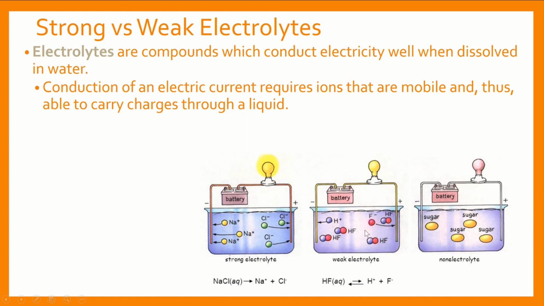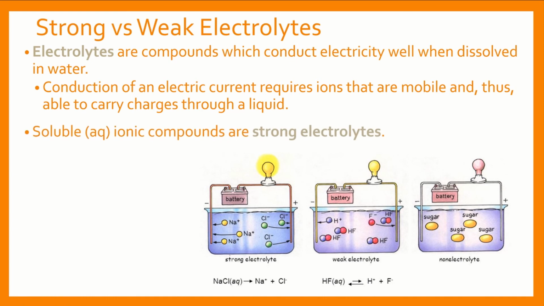Here we have hydrogen fluoride or hydrofluoric acid. Does not completely dissolve. So that makes him a weak electrolyte. The light bulb is on, but it certainly is not as bright as it was over here. And then over here we have our sugar molecule. Does not dissolve at all. No electricity is passed. The light bulb remains off. That's a non-electrolyte.